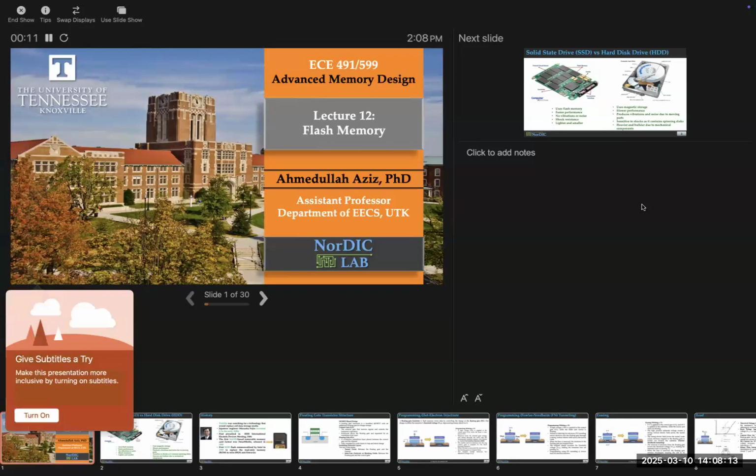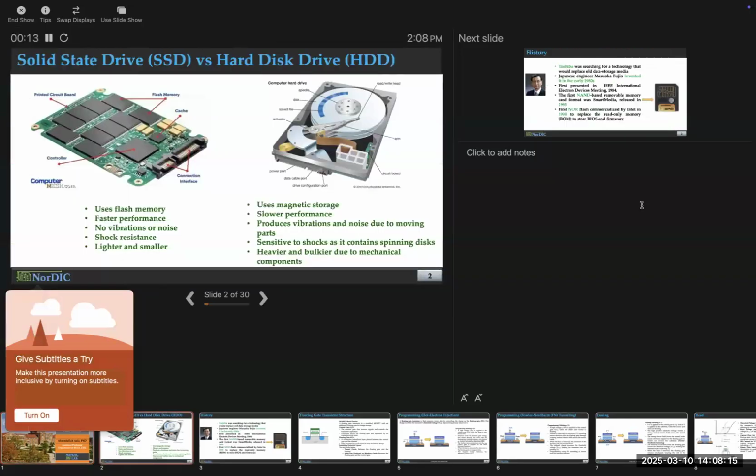So let's get started with flash memory. The first slide will probably make a lot of sense to you, because I'm sure at some point in your life you must have seen one of these two memory storage devices. These are mainstream. On your right, you're looking at a conventional hard disk drive, and on the left, it's an SSD.